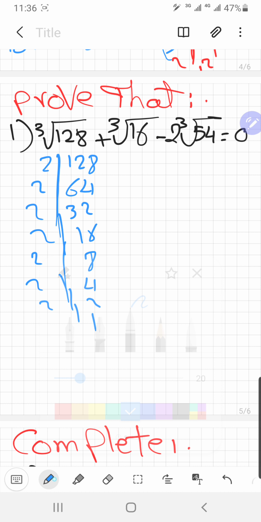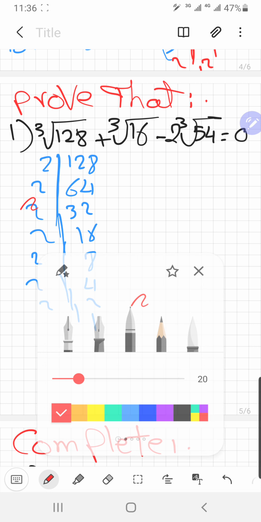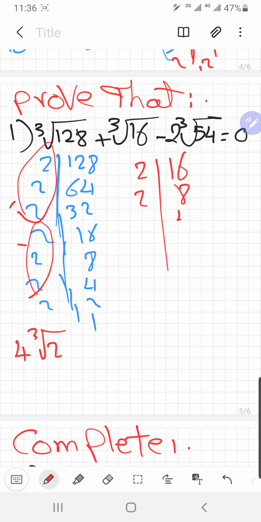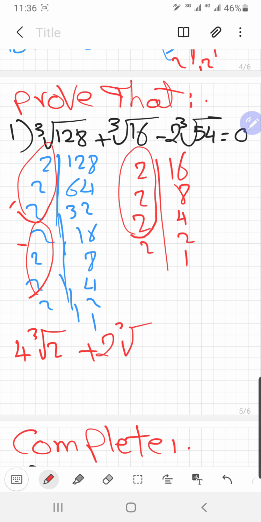I take the number how many times? Of course, cubic root, 3 times. So 3 times and 3 times. You have 2 and 2, which is 4 times 4 cubic root 2. What about 16? Factorization: 16 divided by 2 is 8, then 4 divided by 2 is 2, 2, then 1. Take the number how many times? 3 times. So this one will be 2 cubic root 2 minus 2.